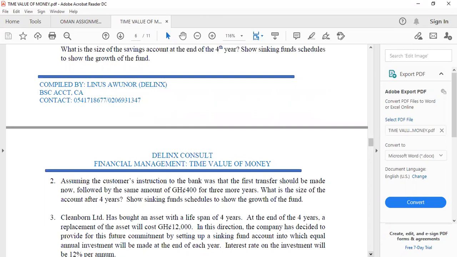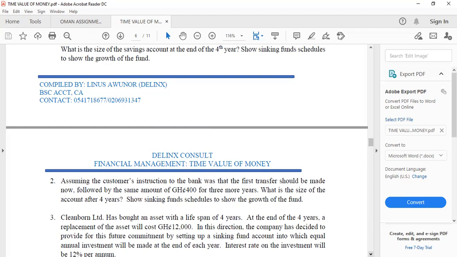Are you okay? So what we calculated first, before the schedule, is the future value of the ordinary investment at the end of the year. I'm saying that the formula that we use is the future value of ordinary annuity.